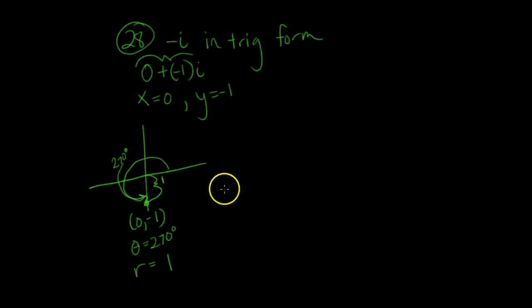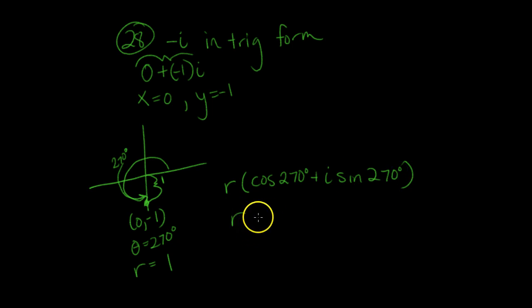Okay, so this is equivalent to r quantity cosine of 270 degrees plus i sine of 270 degrees, or shorthand is r CIS 270 degrees. Either one is completely fine to write it. And remember, that negative i is equal to all of these. Okay?